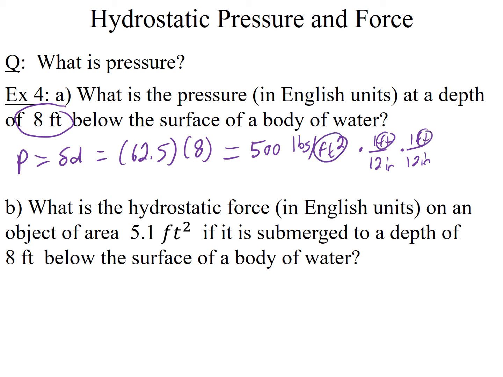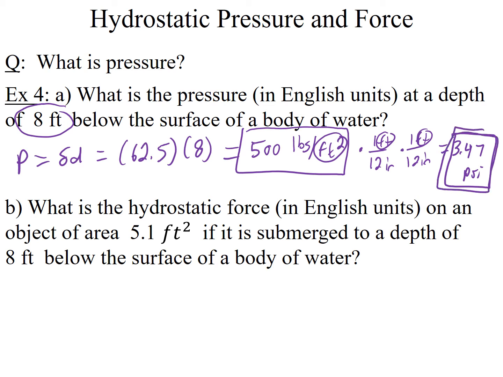Basically, you're going to divide by 12 twice, and you're going to get 3.47, I'm rounding a little bit, 3.47 PSI. Okay, so 500 pounds per square foot. If the online homework takes that, great. Otherwise, if they want PSI, you're going to go ahead and put this. So that's PSI, pounds per square inch.